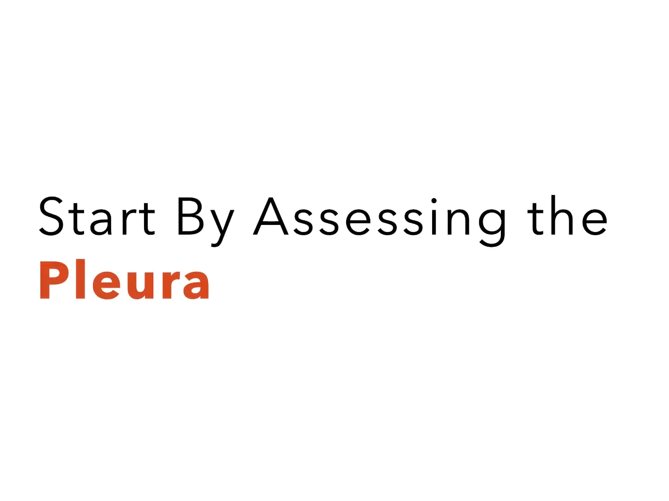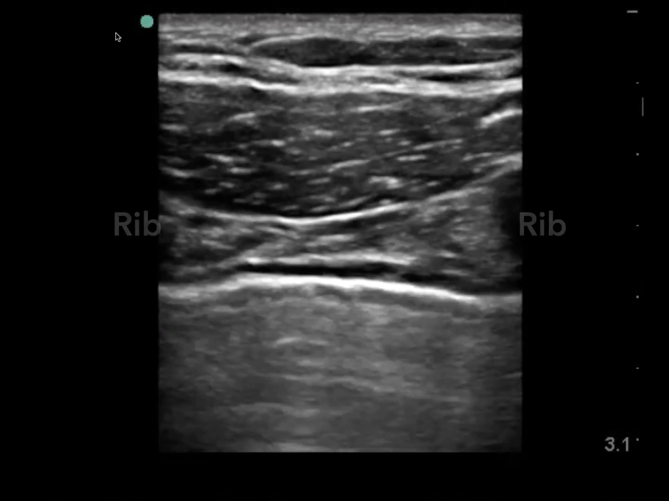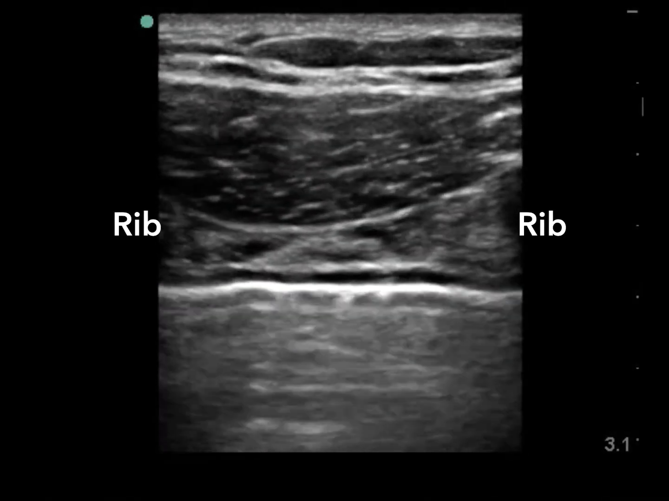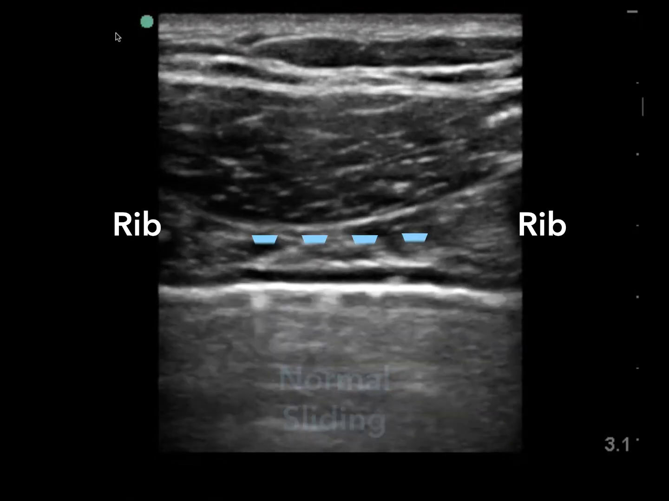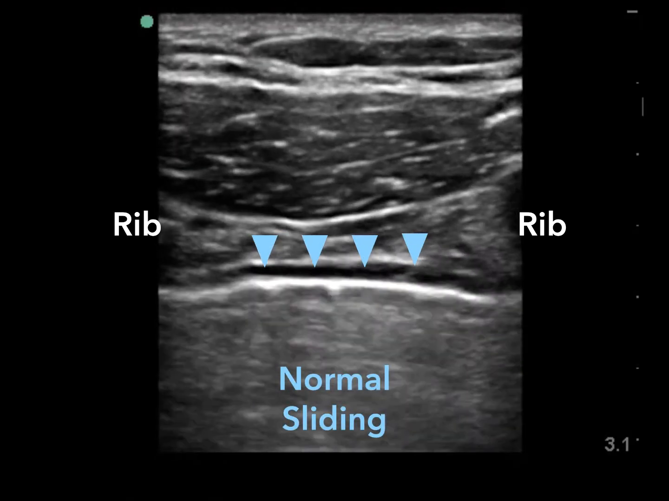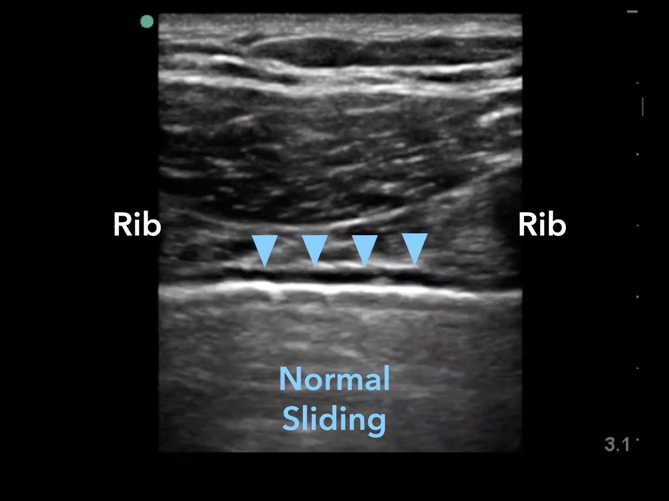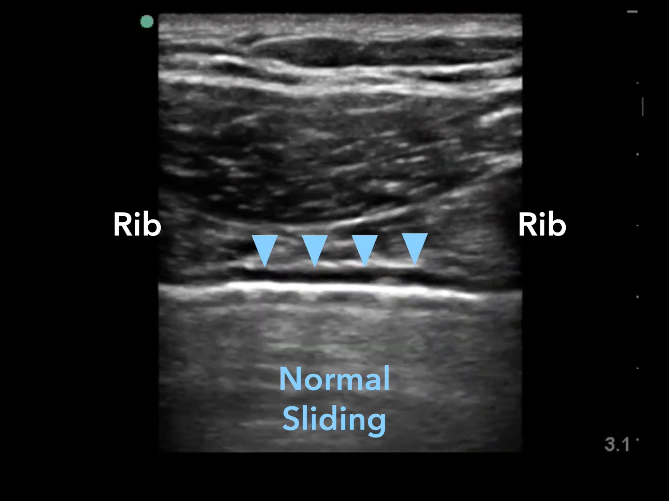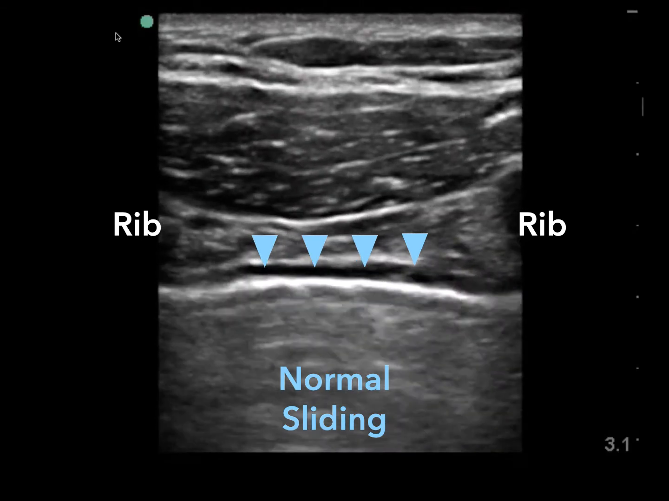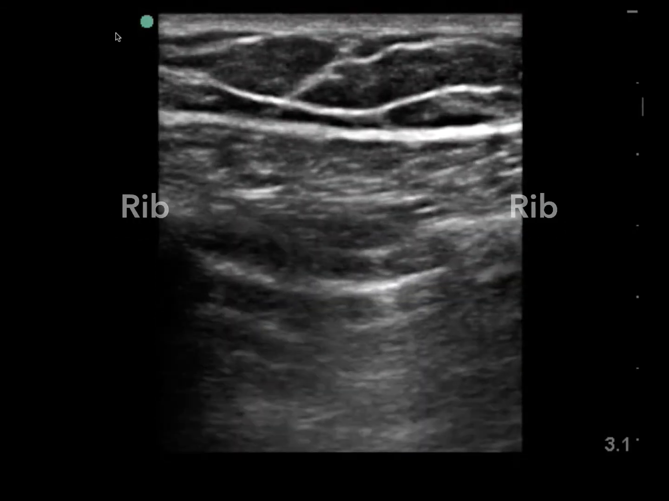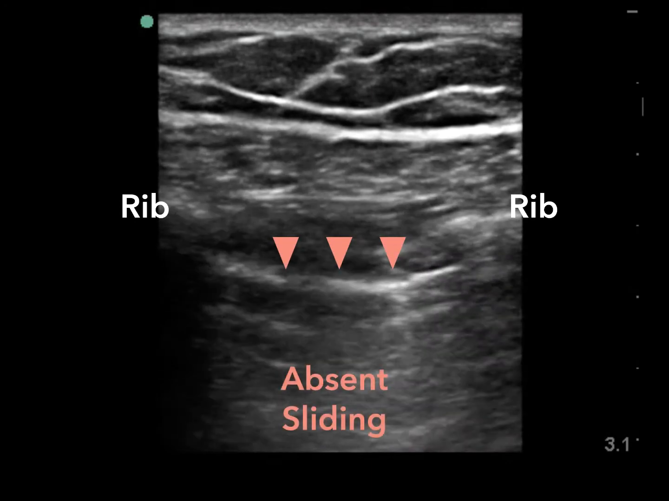For a detailed demonstration of the scan, please refer to the following YouTube video. For each rib interspace, start by assessing the pleura. Set your depth with the pleural line mid-screen, and if you can adjust your focus, set it at the pleural line. Again, our landmarks are the ribs, which are hyperechoic with black shadowing. The pleural line is the hyperechoic bright white line in between the ribs that appears to be moving. This is normal sliding. It's often described as having a scintillating or shimmering appearance. Here again we see ribs, but this pleural line does not appear to be moving.